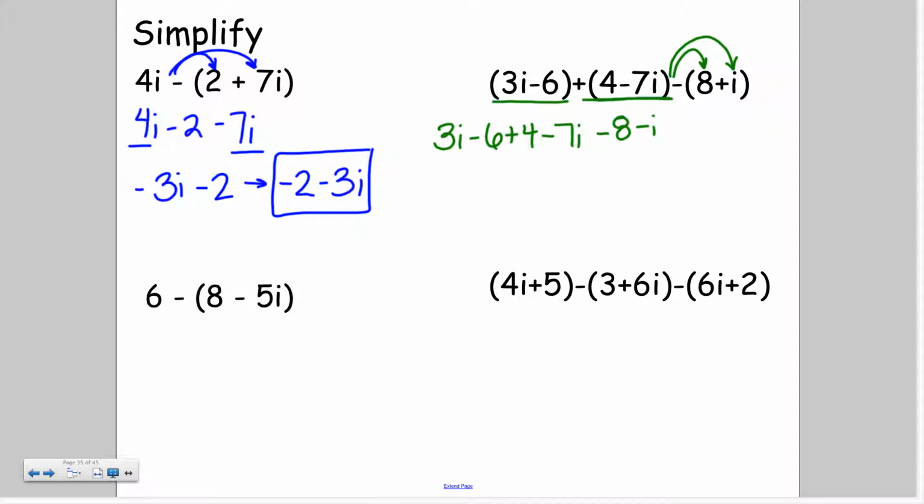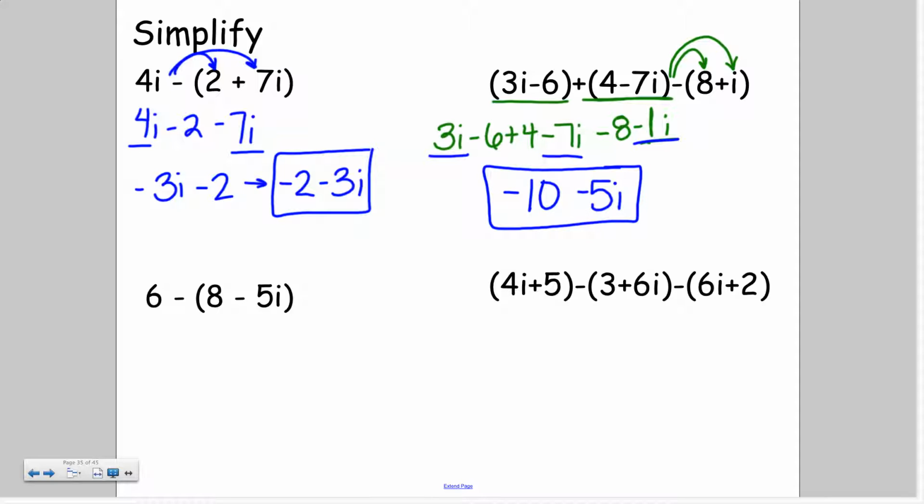Now, remember, anytime you have a variable that stands by itself like this, there is still a 1 in front of it. It's just like if it was x there. So now I'm going to combine like terms. I have 3i, negative 7i, negative 1i. So 3 minus 7 is negative 4, minus 1 is negative 5i. Then I have negative 6 plus 4, which is negative 2, minus 8, which is negative 10.